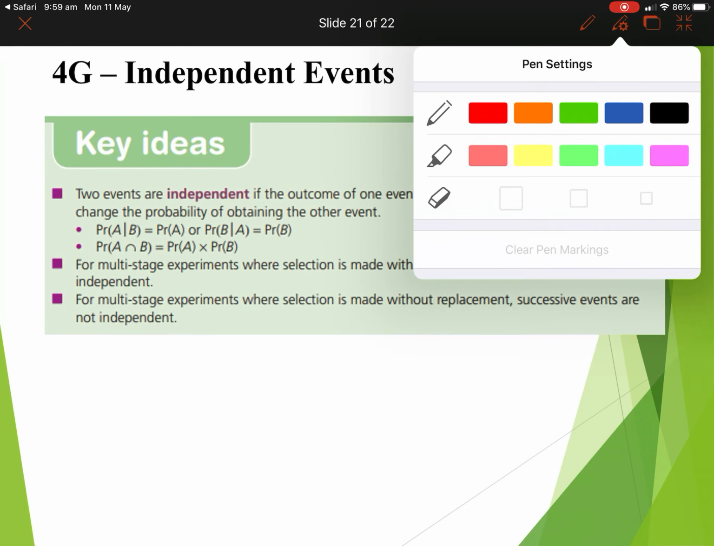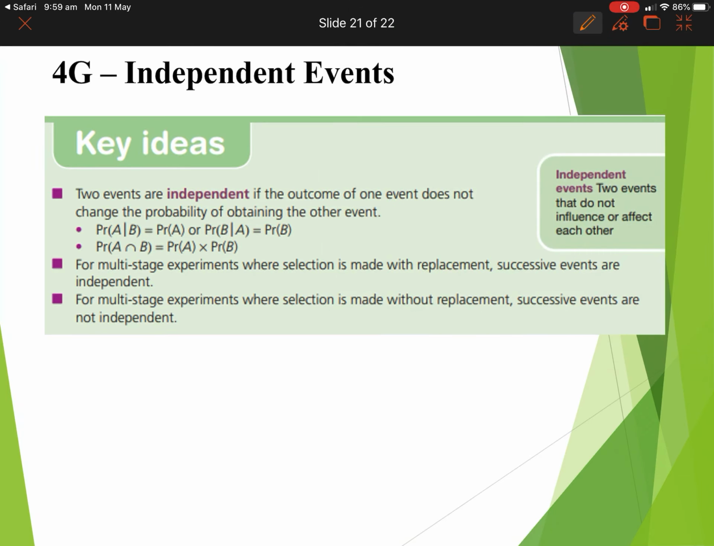Okay, today we're looking at Chapter 4G, independent events. This is the last little bit of probability, so good job, you've made it this far.